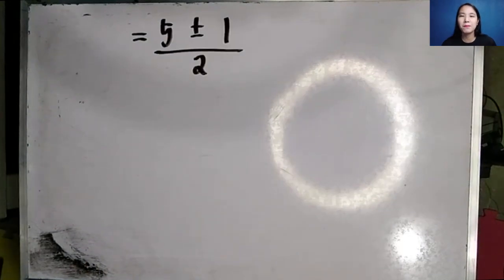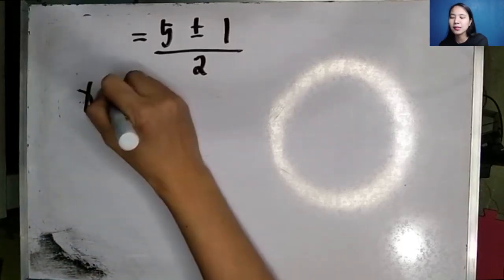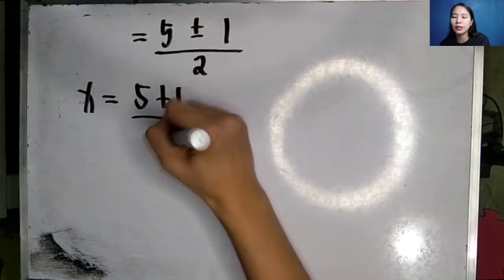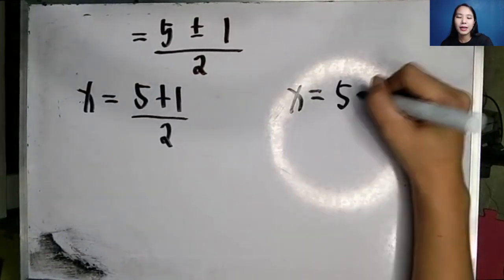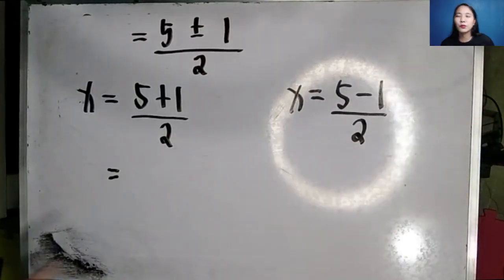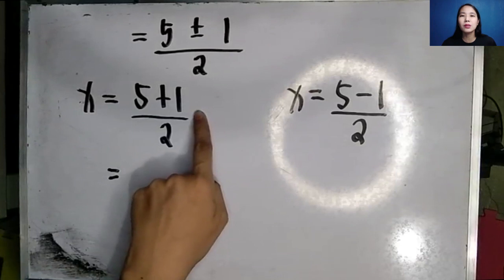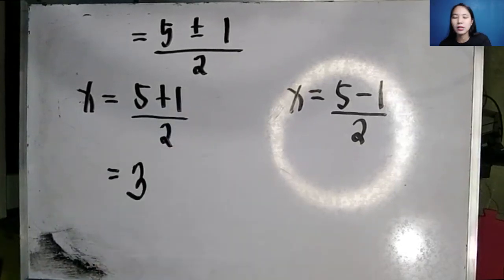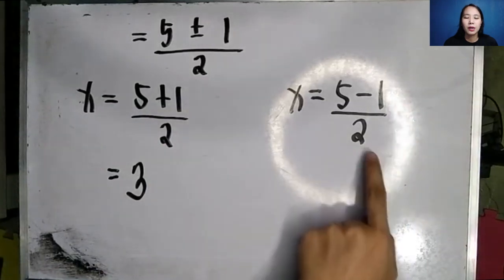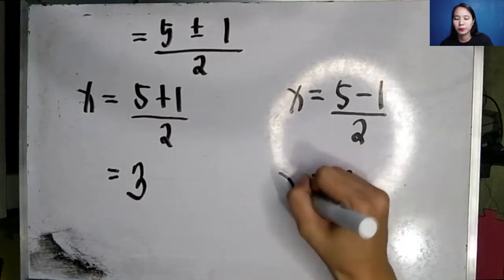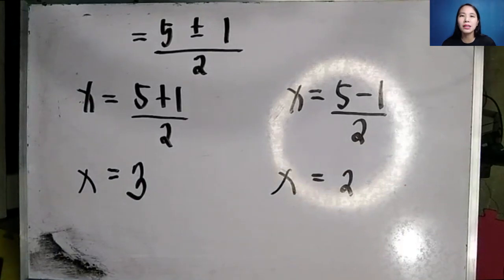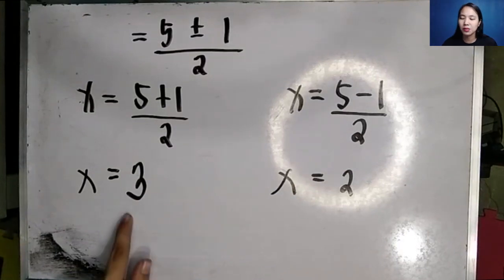From our given 5 plus minus 1 over 2, let us get the values of x. So we have x equals 5 plus 1 over 2 and x equals 5 minus 1 over 2. In the first one, we have 5 plus 1 is equal to 6 divided by 2, this is equal to 3. And 5 minus 1 is equal to 4 divided by 2 is equal to 2. Therefore, given the quadratic equation, the other two roots of the polynomial equation are positive 3 and positive 2, which are the same using the factoring method that we have used a while ago.